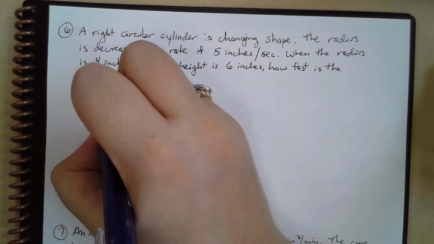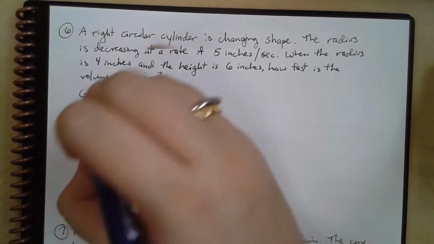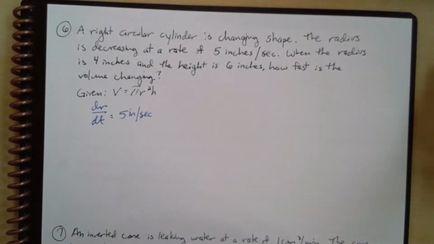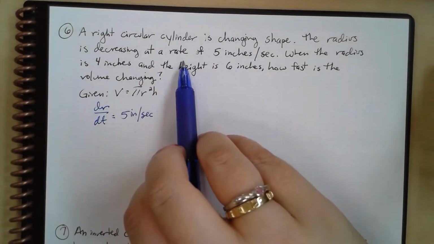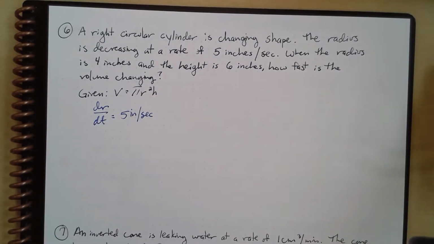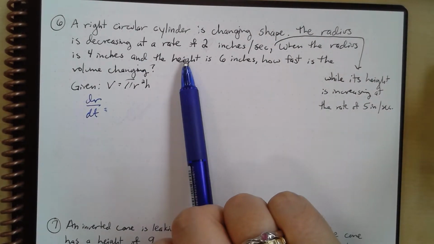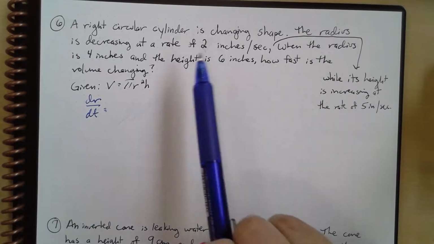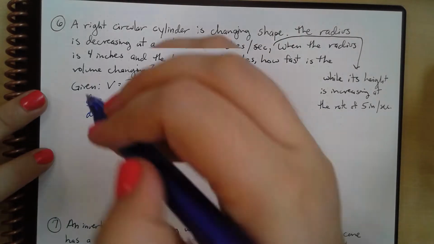dr over dt is equal to 5 inches per second, and dh, the radius is decreasing at a rate of 5 inches per second. Oops, 1 second, I have a typo in here. Okay, I fixed it. So if the radius is decreasing at a rate of 2 inches per second, while its height is increasing at the rate of 5 inches per second. When the radius is 4 inches and the height is 6 inches, how fast is the volume changing? That's plenty of information now.